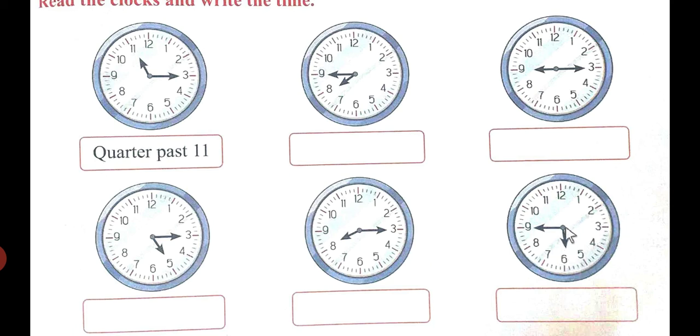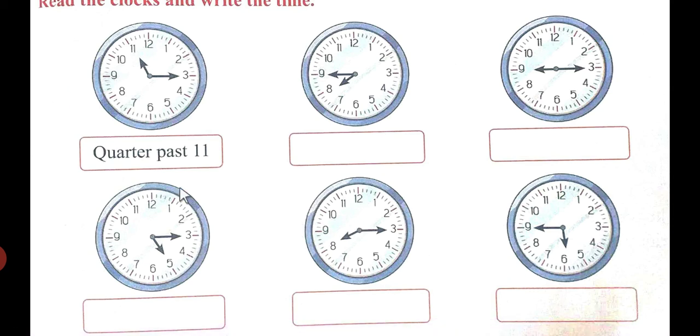Here you can see the hour hand is between 5 and 6 and the minute hand is on 9. It has not exactly reached 6 but is going to. So you can say that 45 minutes have passed after 5 o'clock. So the time on the clock is 5:45.